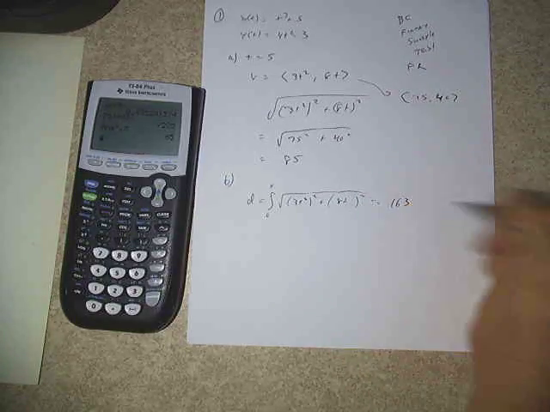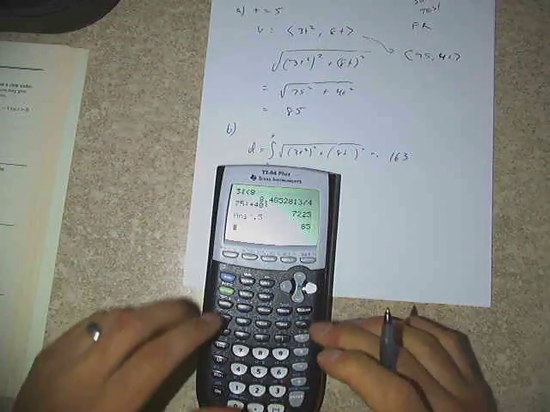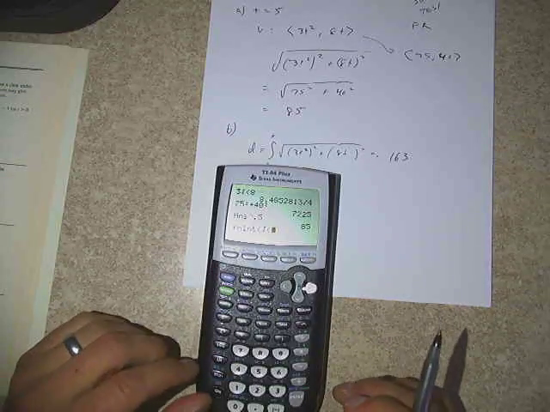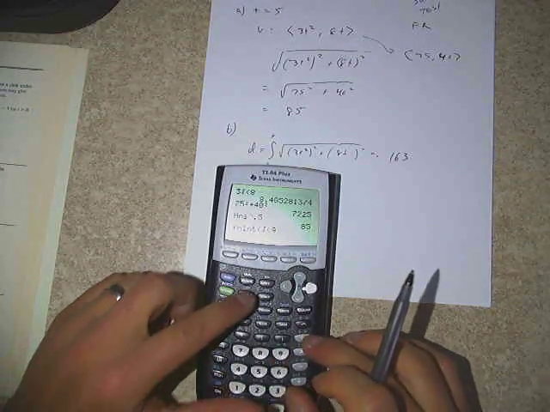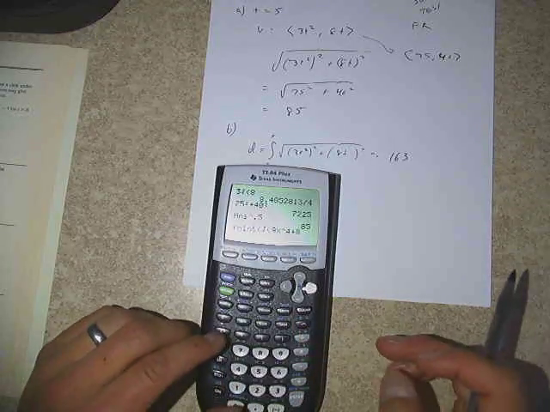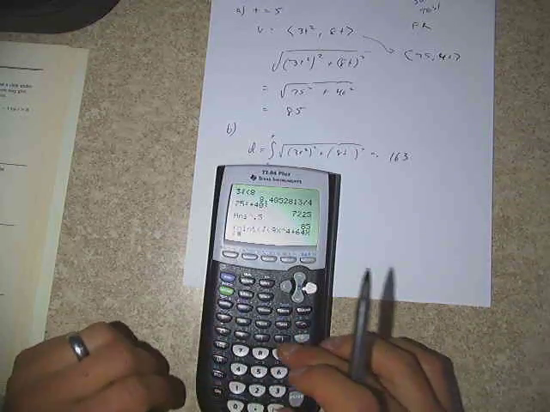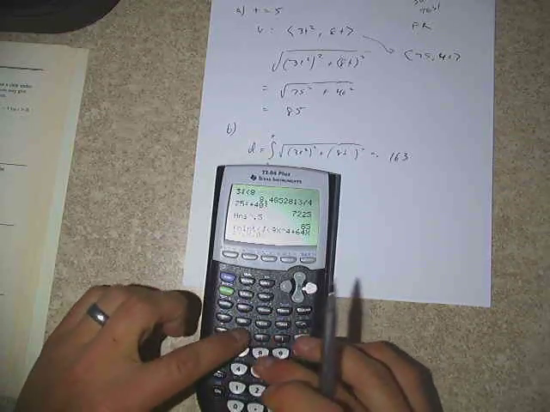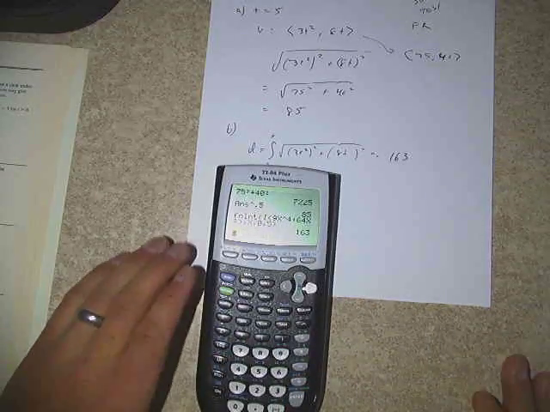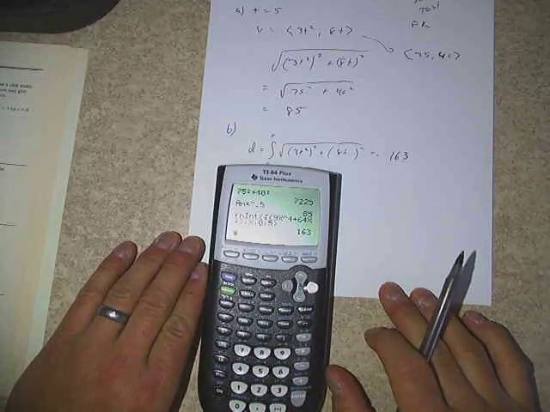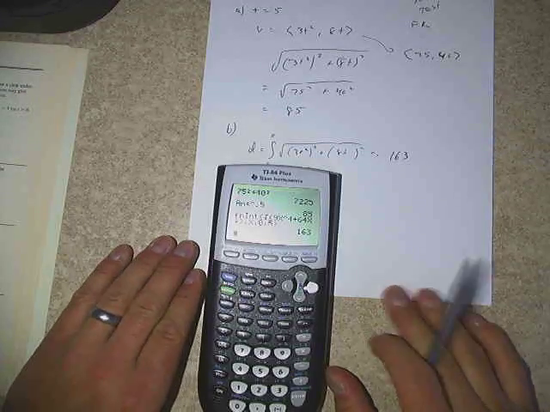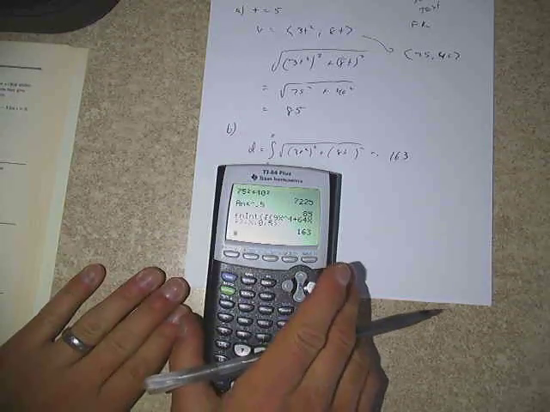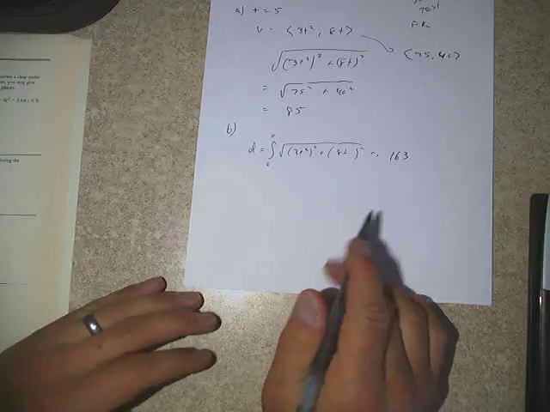And ultimately, if we punch that in, looks like it should be 163. See if that's a fact. So that'd be 9t to the 4th. And bingo, 163. Good. Alright, questions on curve length, parametric equation curve length.